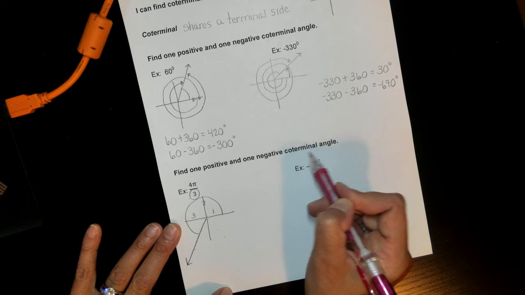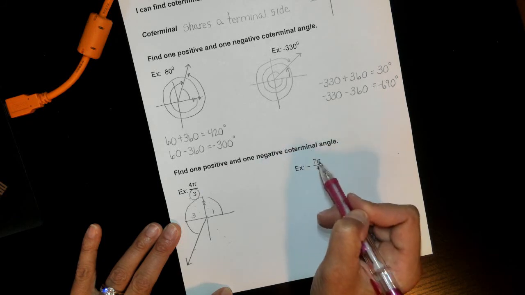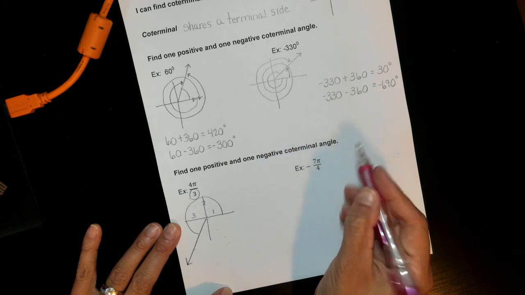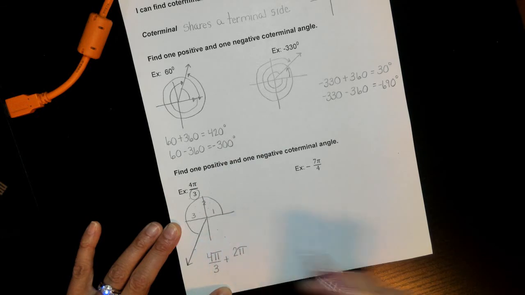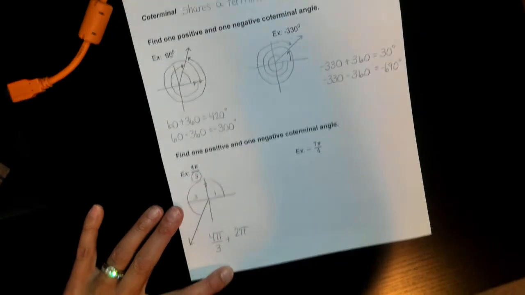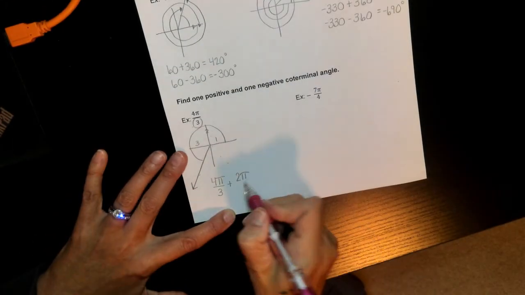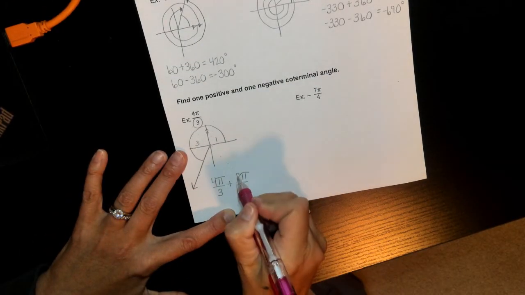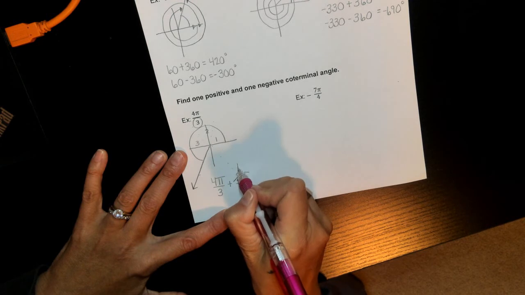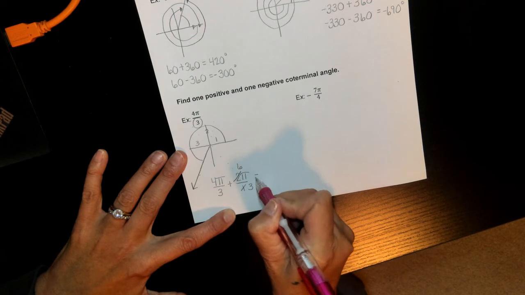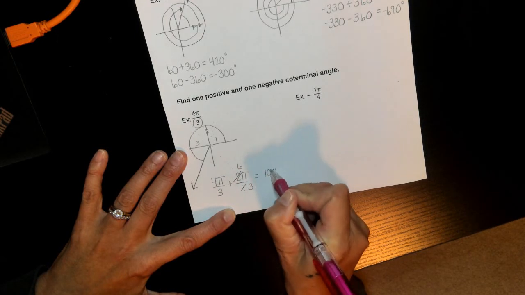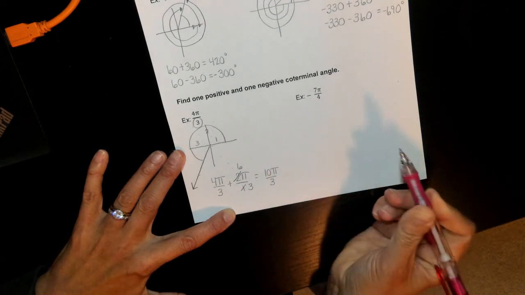If I use the rule up here that I'm trying to find a positive coterminal, I add 360 degrees. But remember, 360 degrees is the same as 2 pi. So this time I would take 4 pi over 3, and I'm trying to find a positive, so I would add 2 pi. In order to add them together, I need to have a common denominator. So I would change this to 6 and this to 3. So that would be 10 pi over 3.